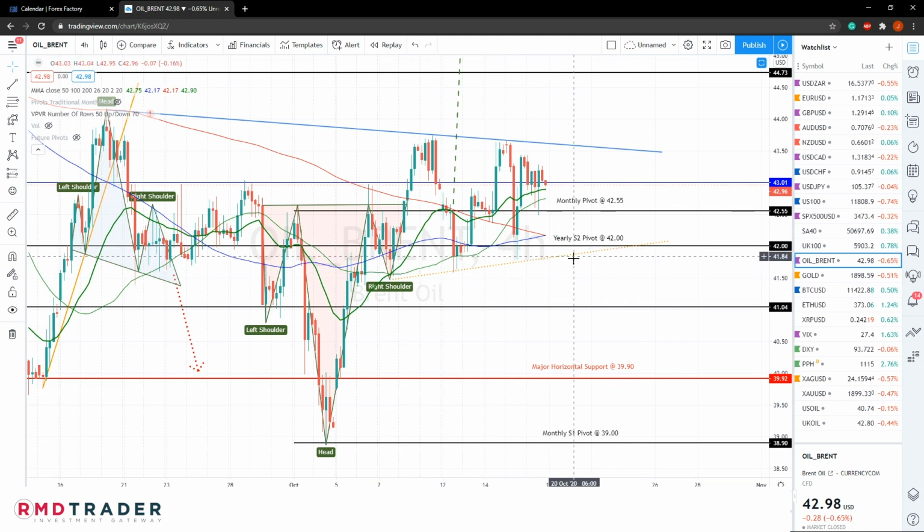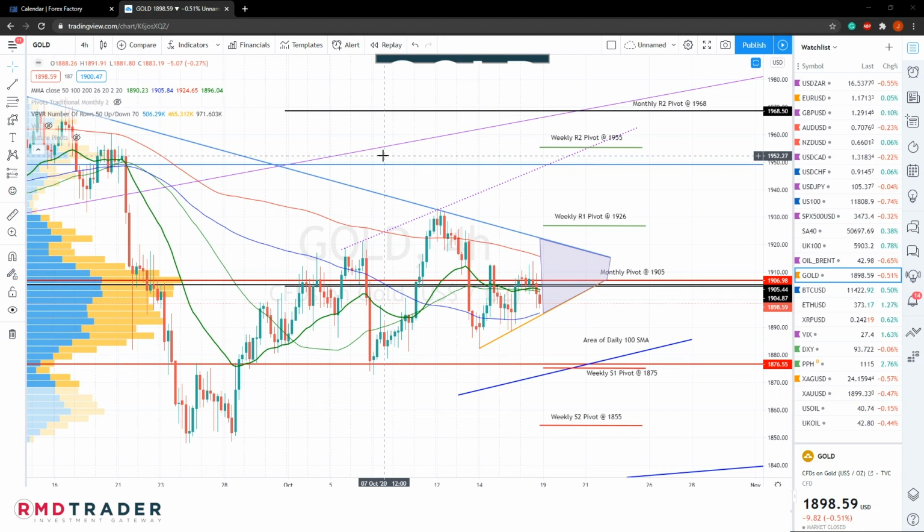And should that break, we will see support levels at 41 tested. If that breaks, we of course then also have our major horizontal support at 39.90. And if that were to break, there is also this extreme lower target at the monthly S1 pivot.